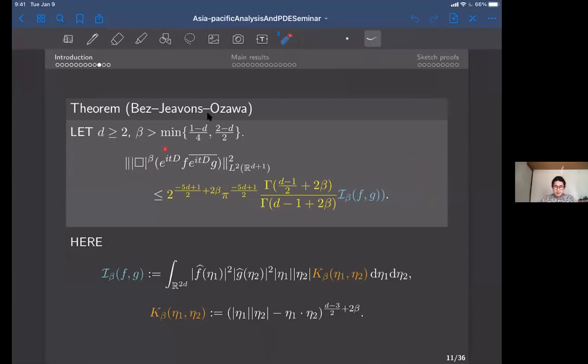And you have a plus wave and minus wave, and take the L2 norm. Then on the right-hand side, you have this massive constant, the yellow thing, and you have a blue one. This blue part is written as the integral of the f hat squared and g hat squared in each variable, and the modulus of eta 1 and eta 2, and you have this kernel. And the kernel has this kind of nice structure.